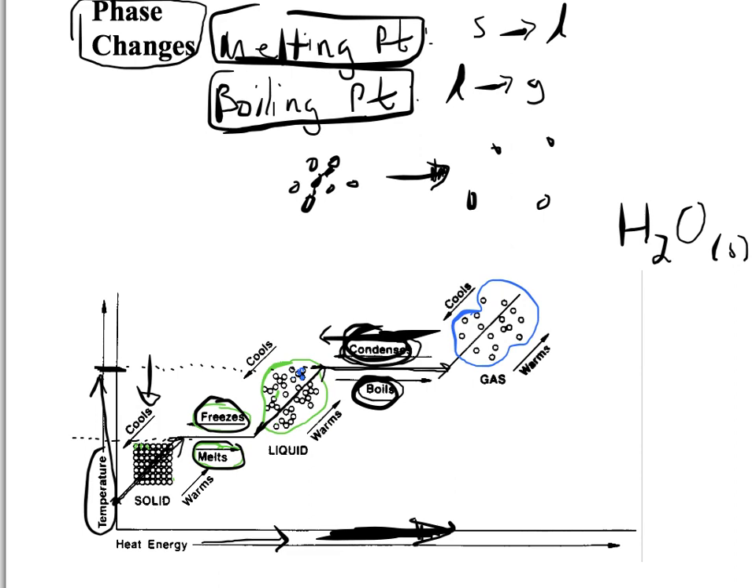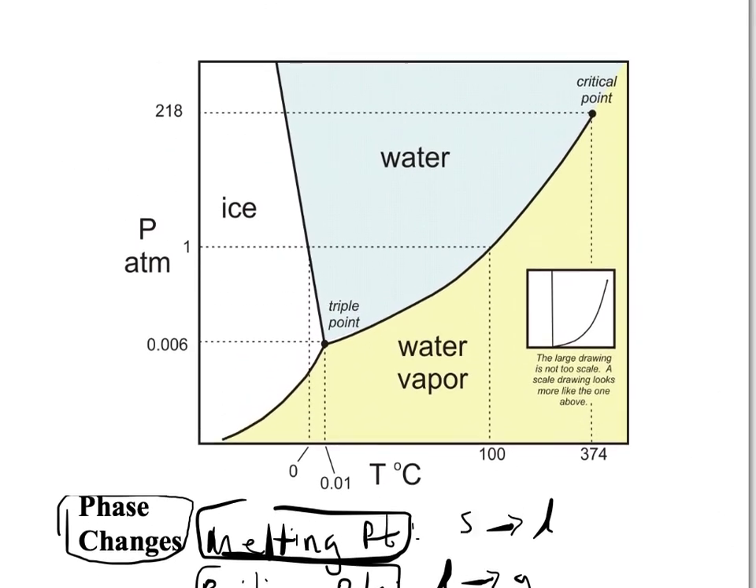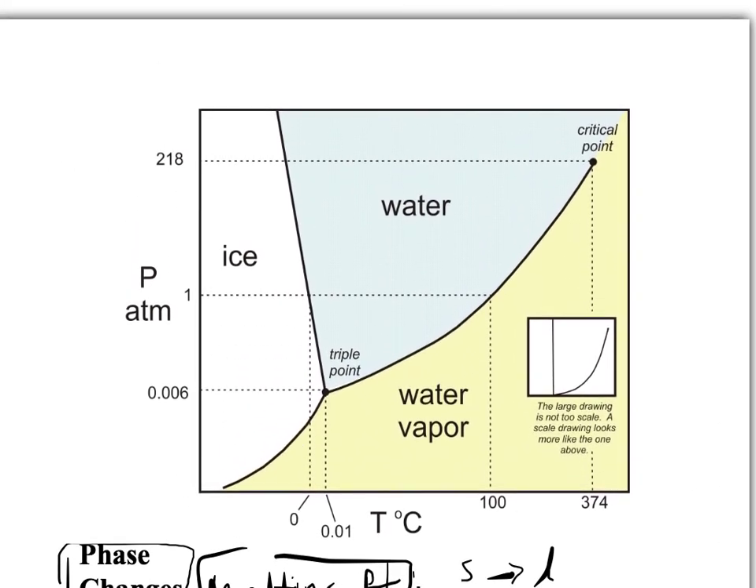But we also need to know how to interpret another diagram. So this is also called a phase change diagram. This is the phase change diagram for water. Okay?